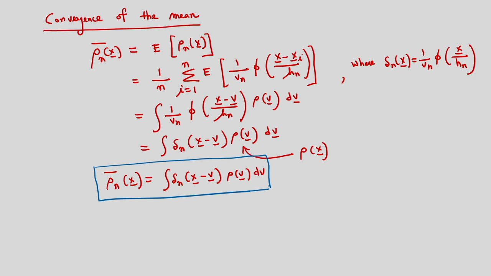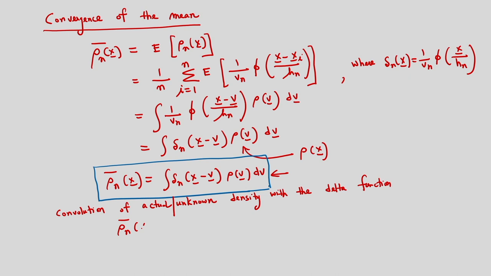So what is the interpretation of this expression? If you look at it closely, you can see it is the convolution of the actual or unknown density with the delta function. This expression is nothing but the convolution of the actual or unknown density, rho(V), with the delta function. So in this case the mean represents a blurred version, because we are taking the average, a blurred version of the actual density.